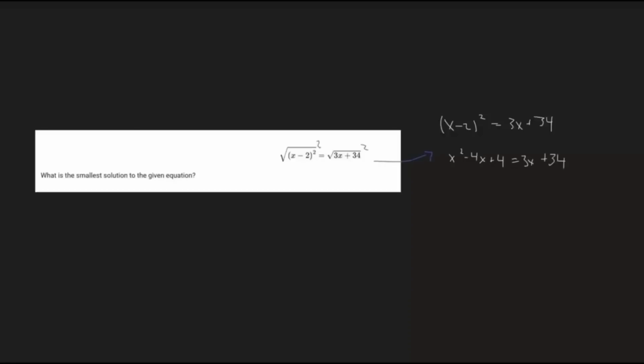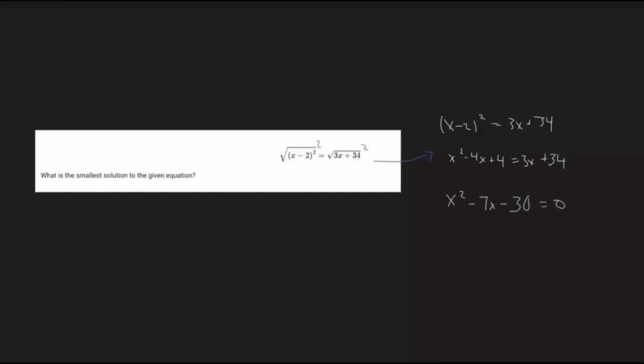And so now we just want to get everything on one side, right? Because then it's going to become a quadratic equation in which we can just factor and solve for the zeros. So here, if we subtract 3x and subtract 34, we'll get x squared. Negative 4x minus 3x will be negative 7x. And then positive 4 minus 34 will give us negative 30. And the important thing here is we want to set this equal to 0.